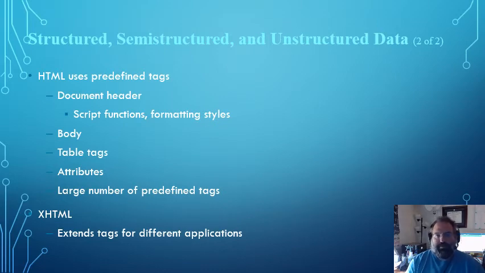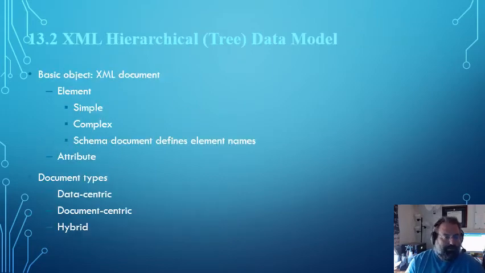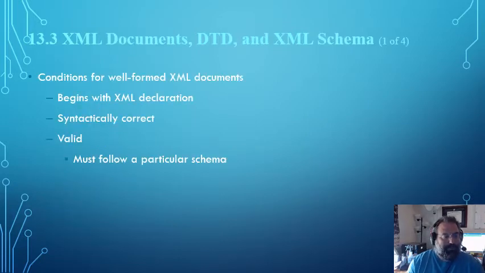XHTML extends the tags for different applications and enforces the fact that the document must be a valid or well-formed XML document, meaning that all opening tags must have corresponding closing tags, or they must be done inline. Basic objects: an XML document has an element, simple, complex, or a schema document that defines element names and attributes. A document type is typically data-centric, document-centric, or hybrid.